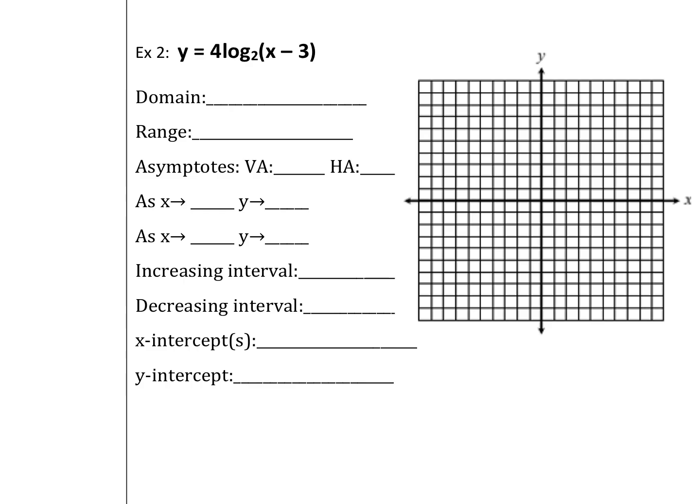Asymptote, what is it? 3, and it's vertical, right? So we found that on Desmos. We also could find it right there, my H value.